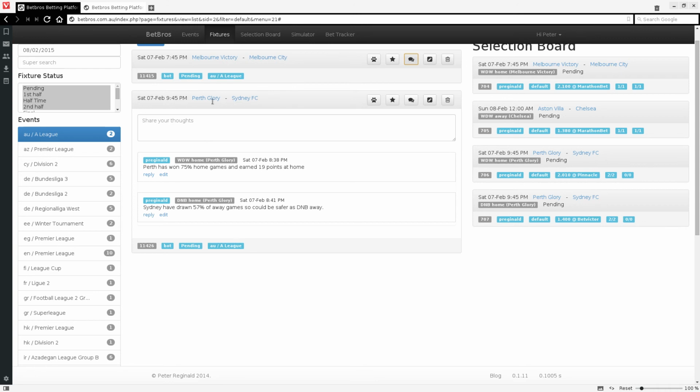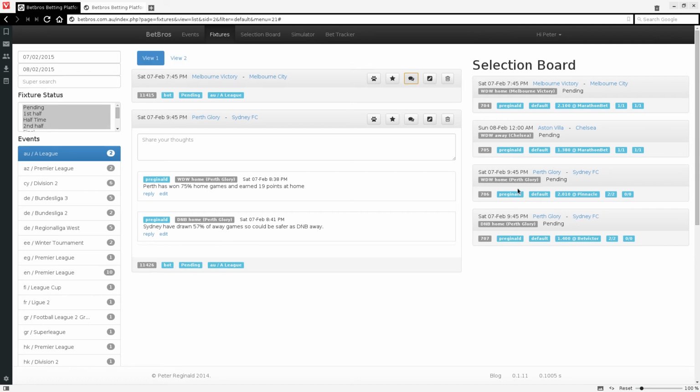So I've made two selections for the one game. And on my selection board, I can actually see them here. Perth Glory, selection ID 706, Perth Glory versus Sydney FC. The market is win, draw, win, home, Perth Glory. And its current status is pending. Tells me here that I found the odds at Pinnacle for 2.01. And also the same match, same game, this time draw no bet market, and the selection is home, Perth Glory.